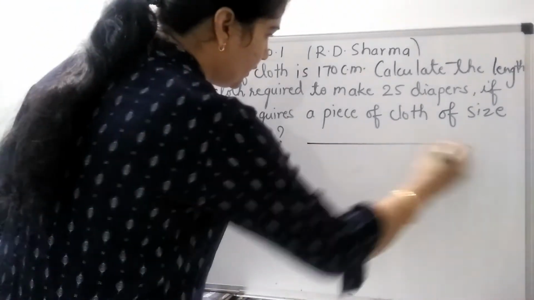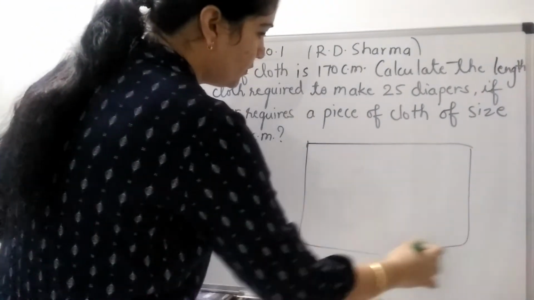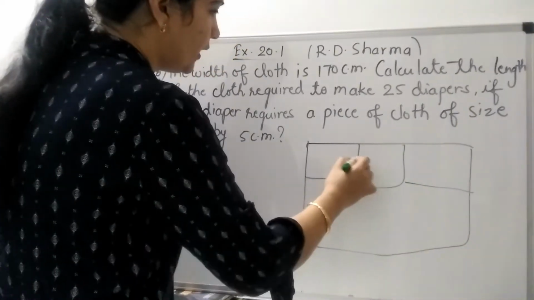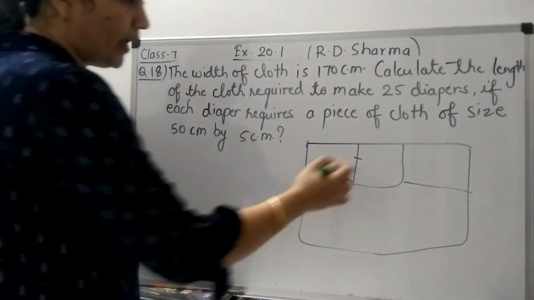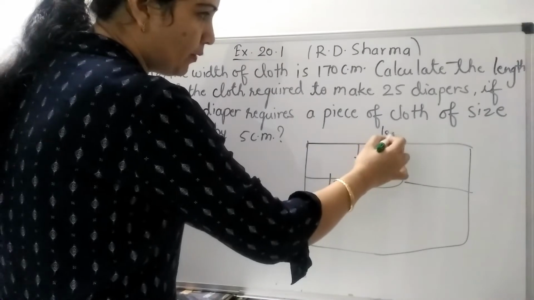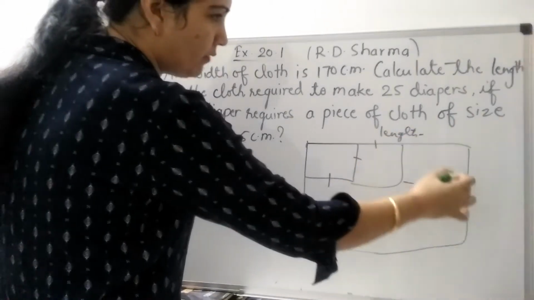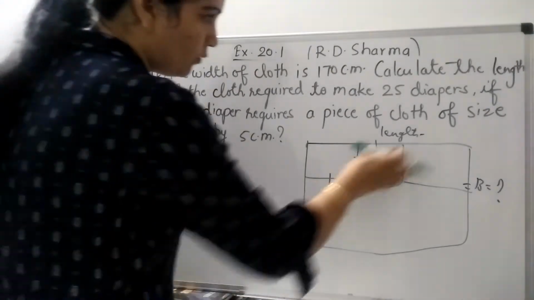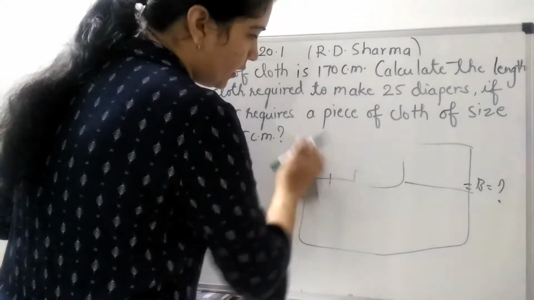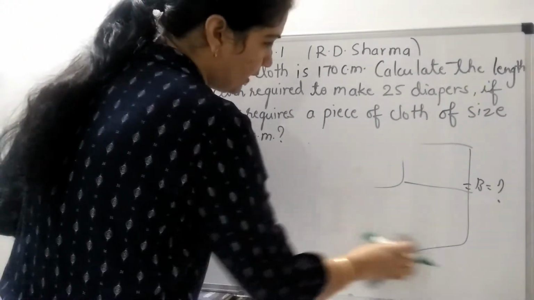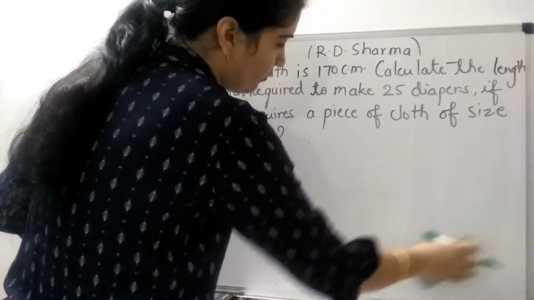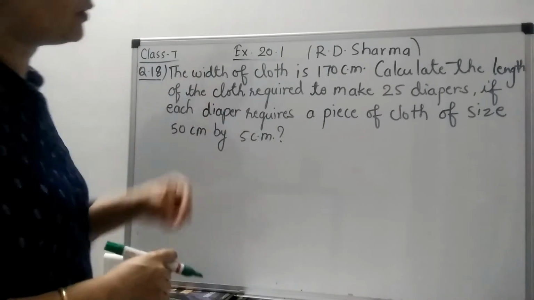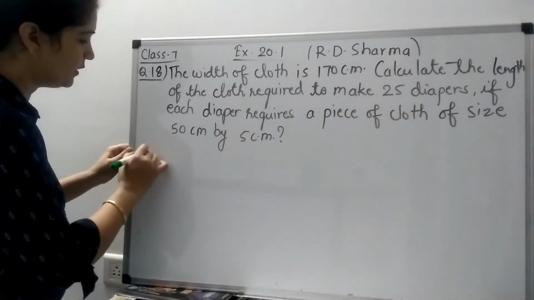So there is a piece of big cloth from which we have to make diapers, and there should be 25 diapers. It is clear, and each diaper's length and breadth is given, and the whole cloth's width is given. We have to find out the length. So it's very easy. As the number of diapers is given, and the length and breadth of each diaper is given, we can find out the area of the whole cloth, and then we can easily find out the length. So let's see.